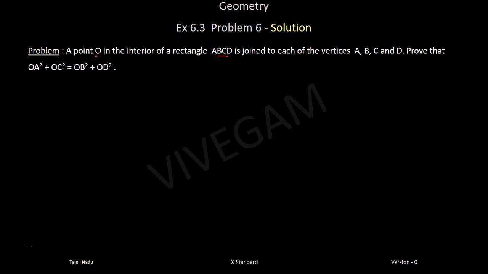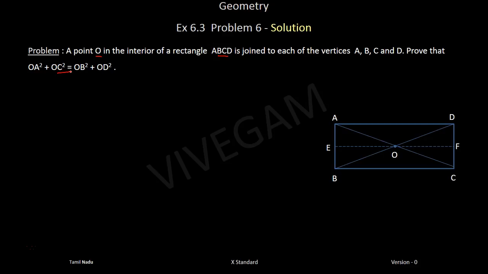There is a point O inside a rectangle, and that point is joined to all the vertices A, B, C and D, and we are asked to show that OA square plus OC square equal to OB square plus OD square. So let's draw a simple diagram. So this is our A, B, C, D. Please be careful, either you'll have to put it in the clockwise or anti-clockwise. Otherwise it will be a little difficult.